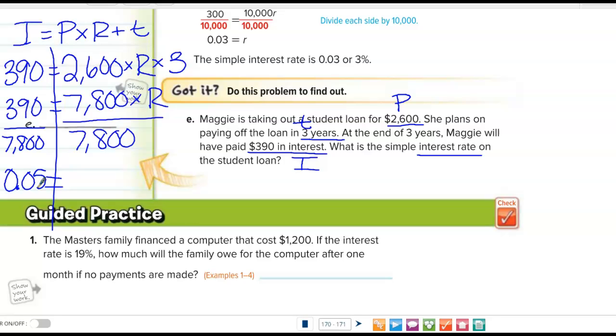Because you have to put the 0.05 into a percent. Exactly, and how do I do that? You have to move the decimal 2 times, 1, 2, and my final answer is 5%.